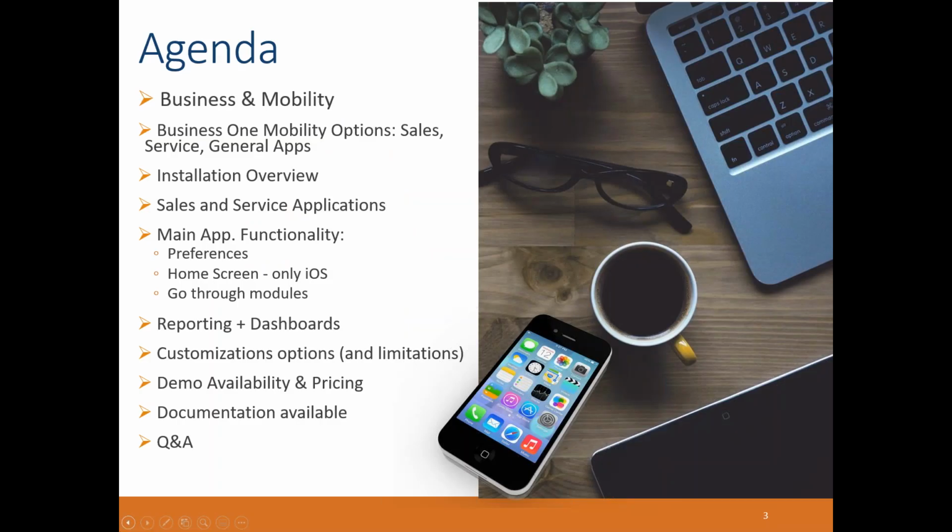So for the agenda today, we're going to cover the importance of mobile functionality in today's business world, the 3 different mobile applications SAP provides for Business One, what is needed to get you up and running on the application, the highlights of the sales and service apps. We'll do a deep dive into the Business One app functionality and cover some of the reporting and dashboards that are available out of the box. We'll discuss some different customization options you'll have available. We'll review where you can download these apps to your phone and play around with the demo environment and cover some of the pricing. We'll share some links to documentation that we have available, and if we have time at the end, we'll have our Q&A session.